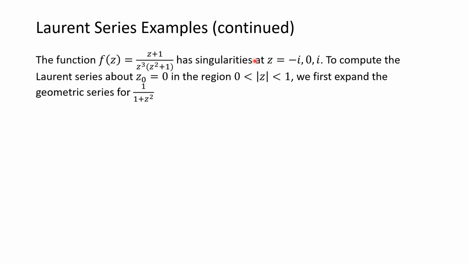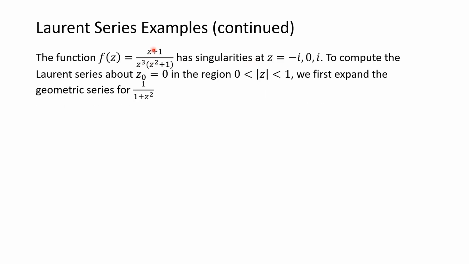Okay, let's do another example. Let's take the function f of z equals z plus 1 divided by z cubed times z squared plus 1, noting that it has three singularities here, minus i, 0, and i. We could have picked any one of these three, but we're going to compute the Laurent series about z sub 0 equals 0 in the region modulus of z less than 1, greater than 0. So a punctured disk with 0 removed.